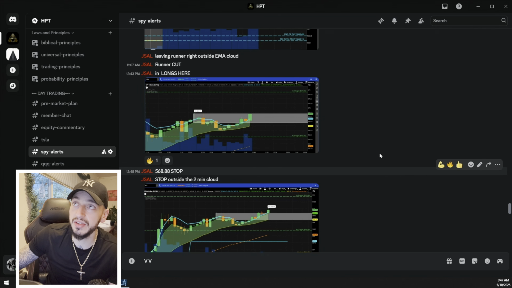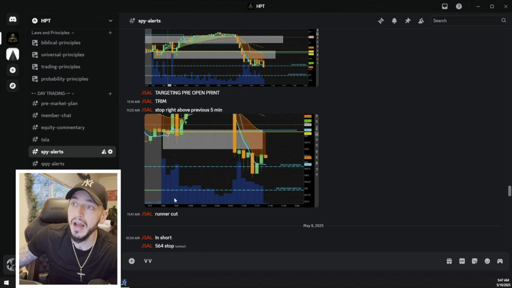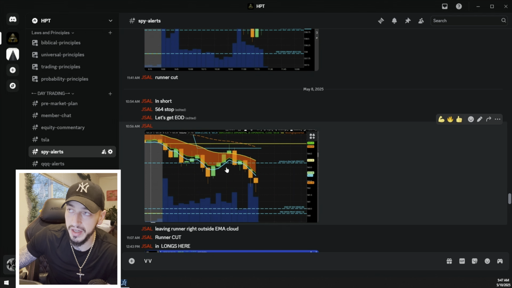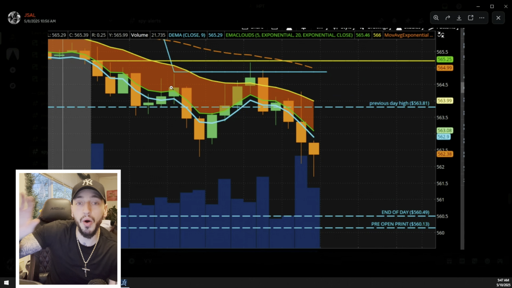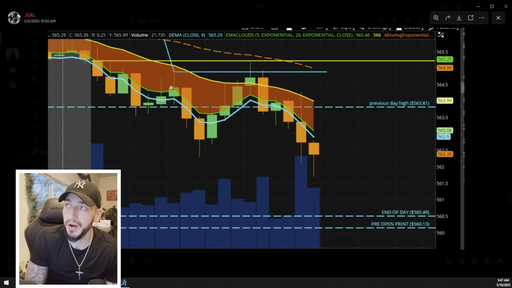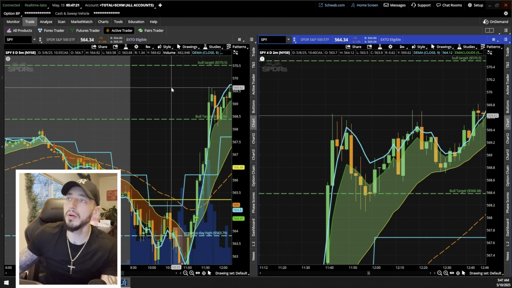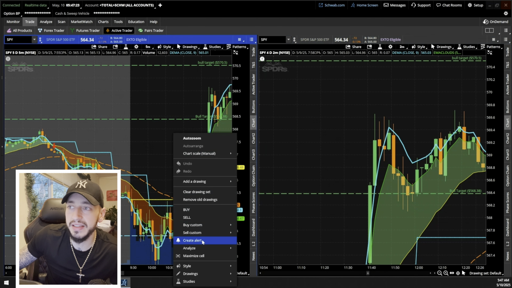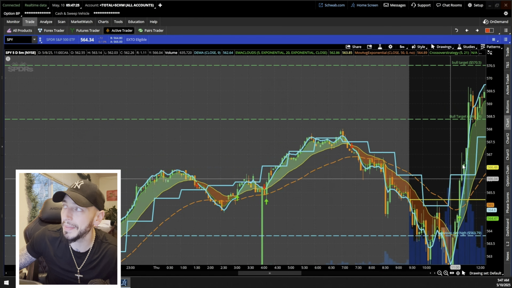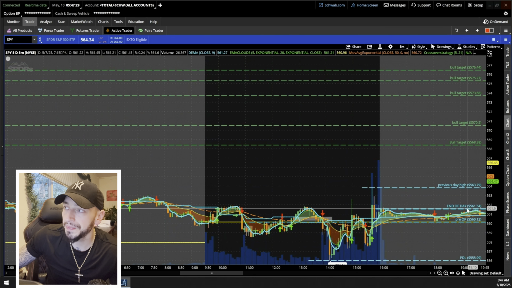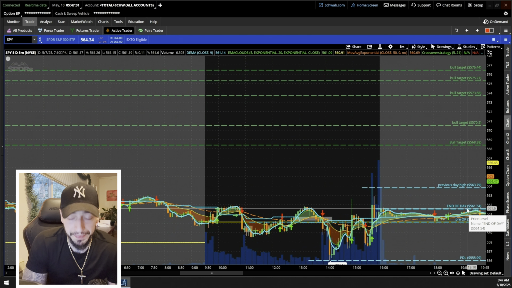So if I whip out the Discord, you're going to see over here at 10:50, I'm hopping in the market short. I want to show you guys how we used the EMA cloud to identify this opportunity. Okay, so if I pull up thinkorswim, I want to show you guys every single day I have the same exact approach. Okay, the first thing I do, well, let's start here.